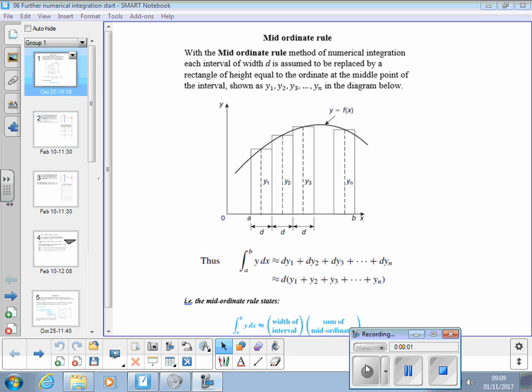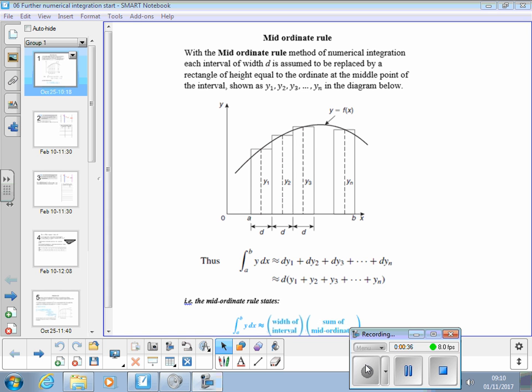Hi guys, we're going to carry on today from where we left off doing numerical methods. So this is further numerical methods. We're going to have a look at the other two methods. In the assignment you're asked to use the one we did last week, which is the trapezoidal rule, and the last one we're going to do today, which is Simpson's rule. But we'll cover this mid-ordinate rule for completeness, so that you've got all three.